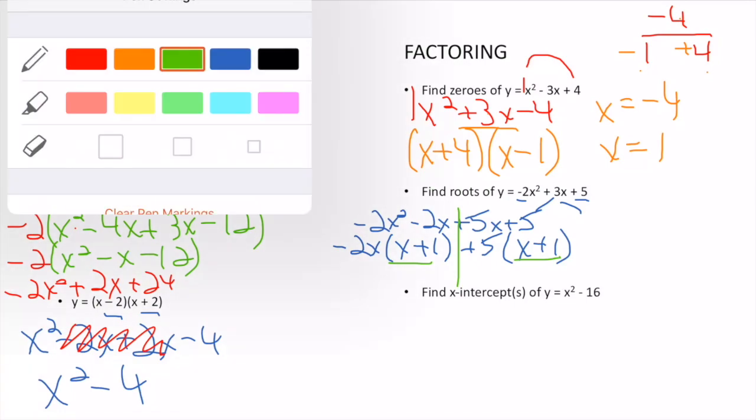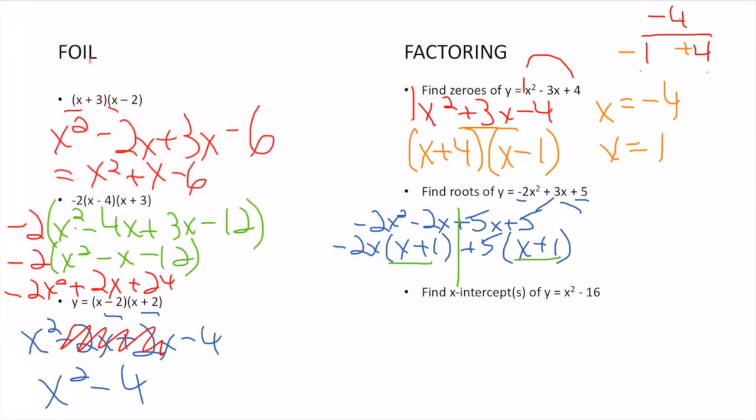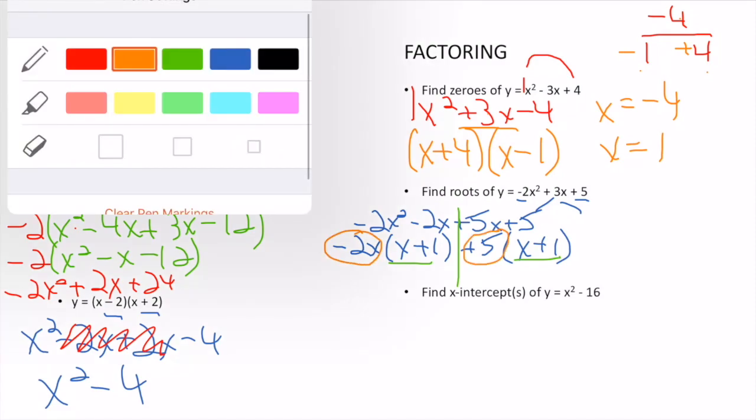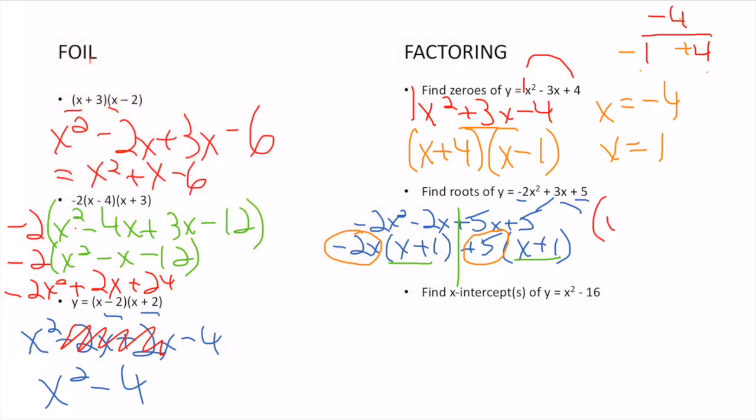Now when I get to here, my two factors just become whatever you have in the bracket, which in this case is x plus 1, and then the coefficients of those, so in this case negative 2x plus 5. The good part about factoring is that you can always check just by foiling out what you end up with. If I foiled this out, I would end up with negative 2x squared plus 3x plus 5.